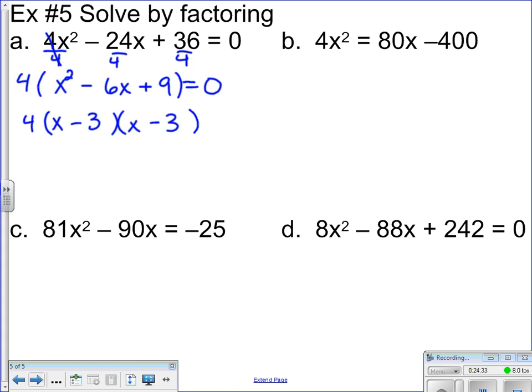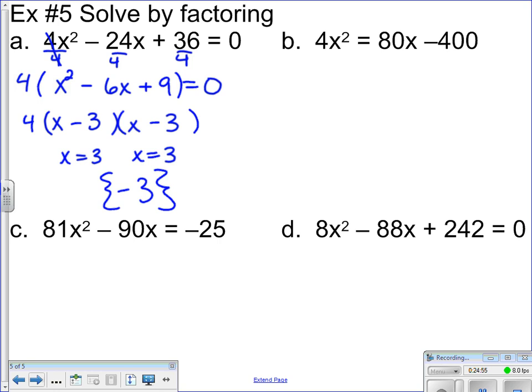So what makes x minus 3 equal to 0? Positive 3. The same for this parenthesis. See, they're both the same. So you don't write x equals 3, x equals 3 twice. You simply put 3 inside the brackets because you only have to write the answer once.